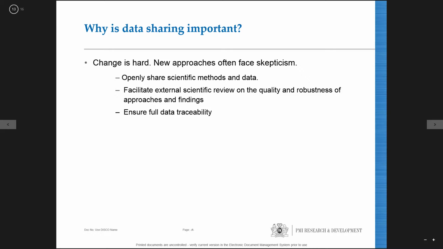One thing that comes to mind is that change is hard, and new approaches often face skepticism. We are changing the way that we do toxicology. We're trying to change things that have been written in stone for decades. And that takes time, and makes people, especially those not so familiar with the technologies, skeptical. And believe me, I work for a tobacco company, so I know a thing or two about skepticism.